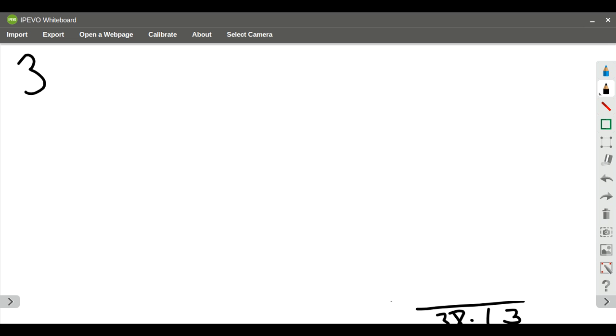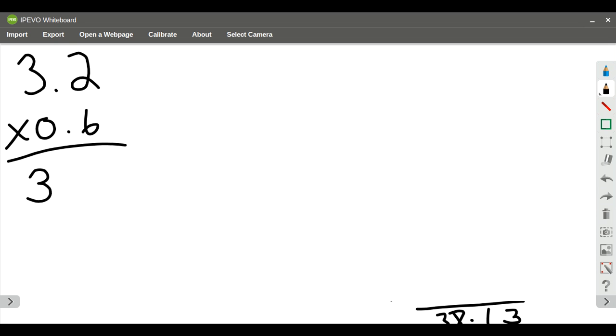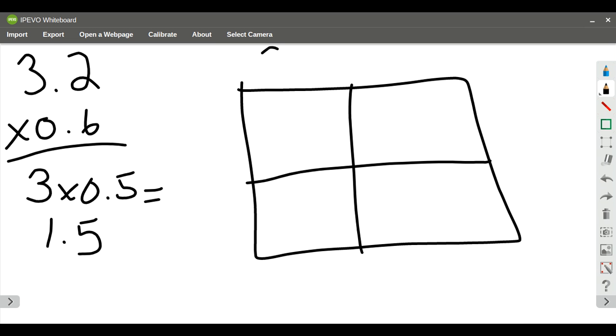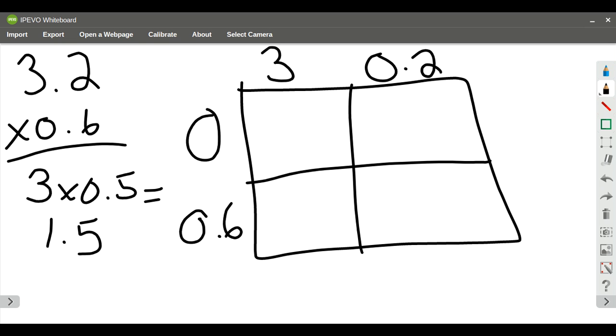So I'm going to do 3 2/10 multiplied by 6/10. So 3 2/10 is going to round to 3. 6/10 is going to round to 1/2. And so my answer should be near 1 1/2. Build my partial product box. Go ahead and get it set up. 3 goes here. 2/10 goes here. I'm going to put a 0 here as a placeholder, and then 6/10 goes right there.